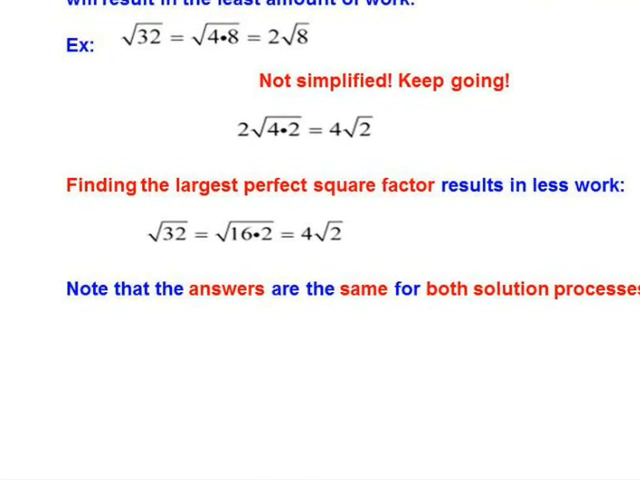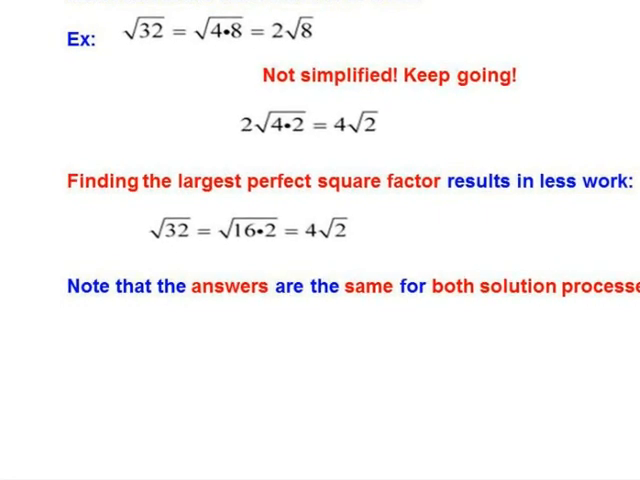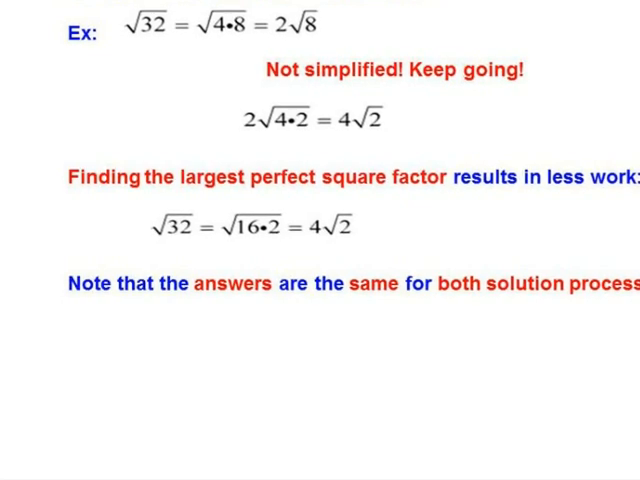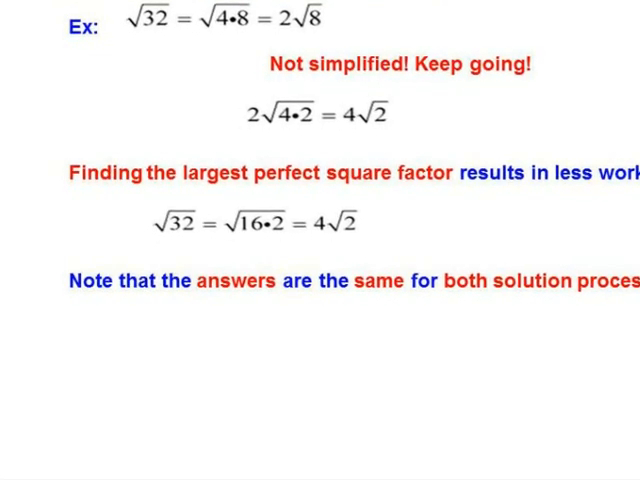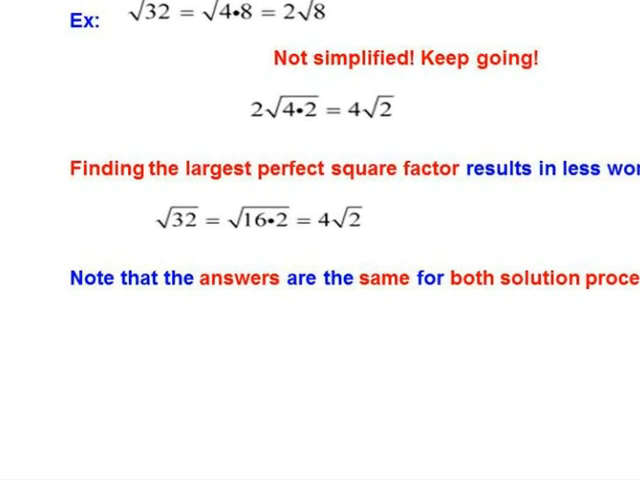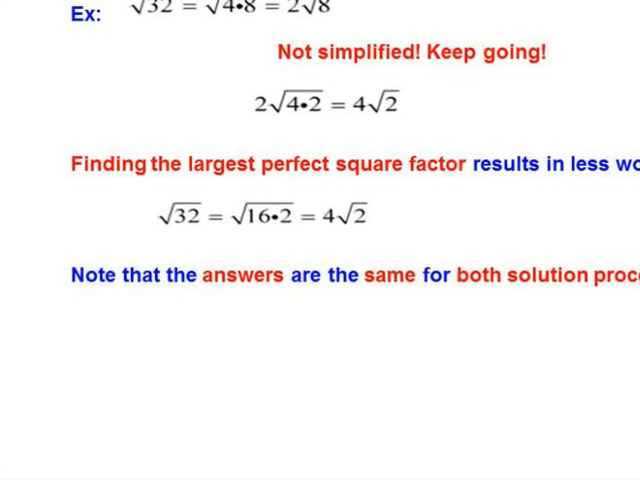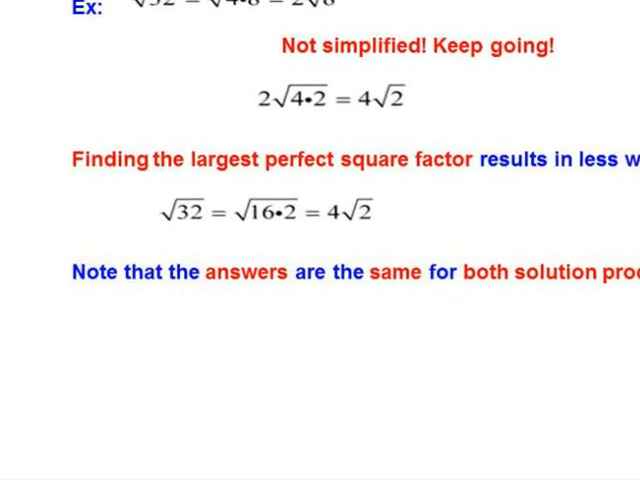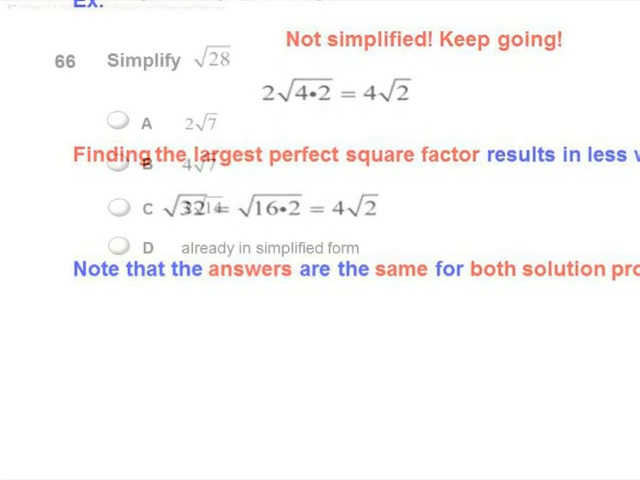But if we use the previous steps that we learned, which was to get the largest perfect square factor, we could do it in one step and we're done. Here, you know it's 16. 16 is the greatest perfect square out of 32. So that would leave me with 4 radicand 2. All right, again, notice that both answers are the same. It's just a different way of getting to the answer.